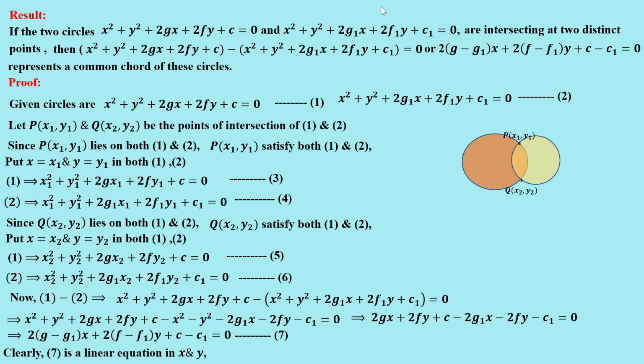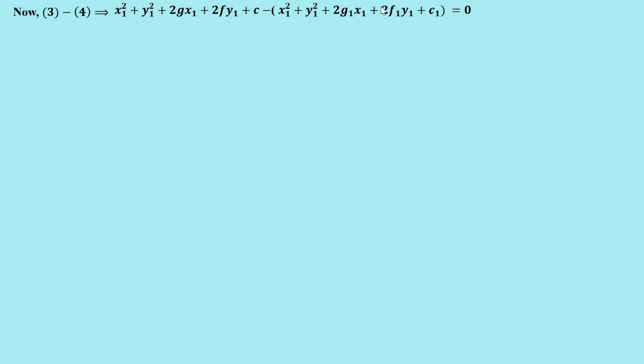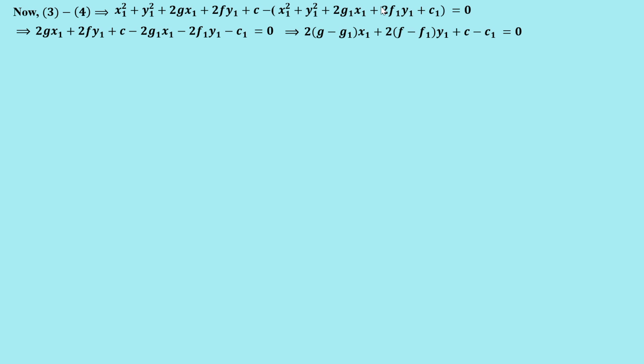Clearly 7 is a linear equation in x and y, which represents a straight line. So 3 minus 4, that is x1² + y1² + 2gx1 + 2fy1 + c minus (x1² + y1² + 2g1x1 + 2f1y1 + c1) = 0. So you will get 2(g − g1)x1 + 2(f − f1)y1 + (c − c1) = 0. That is equation number 8.